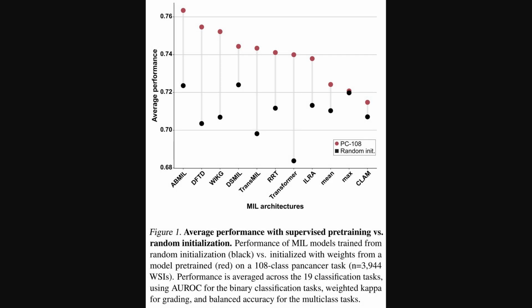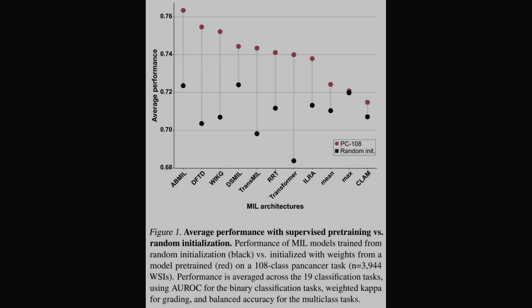Alright, so this first figure really sets the stage. Along the bottom, you see a whole list of different multiple instance learning model types, or architectures. For each one, the chart compares two things. The black dot is the model's performance when it's initialized randomly, basically starting from scratch. And the red dot is the performance after it has been pre-trained on a large pan-cancer dataset. That's a dataset covering 108 different cancer types. The improvement from pre-training is immediately obvious. Those red dots are consistently higher, showing a major performance boost across the board.